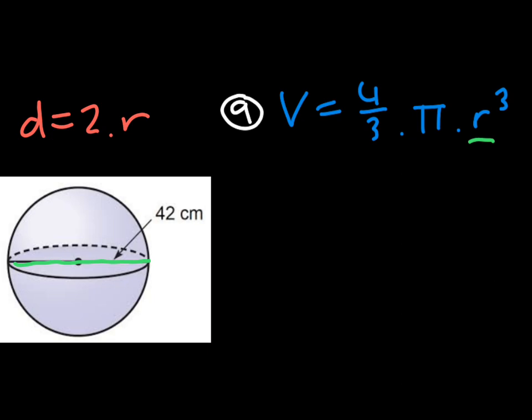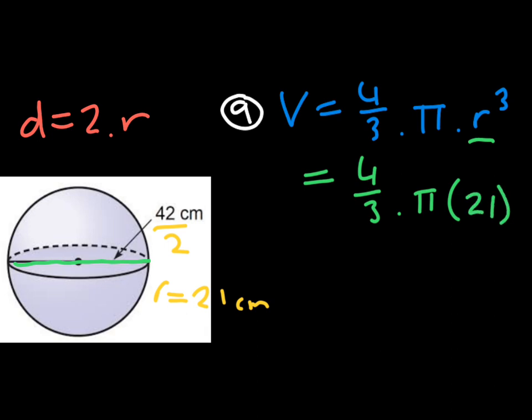So we can see that our diameter is 42. So if we divide that by 2, we get that our radius is 21, and that'll still be centimeters. So we can now substitute this into our formula for volume. We will keep the 4 over 3 times pi, but now instead of r, we substitute in our value for radius, which is 21, and we keep the cube there.